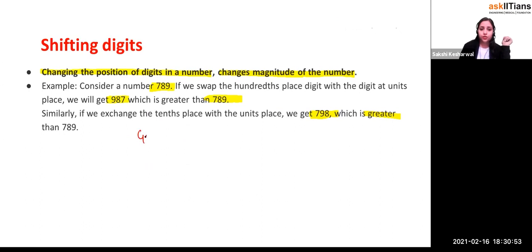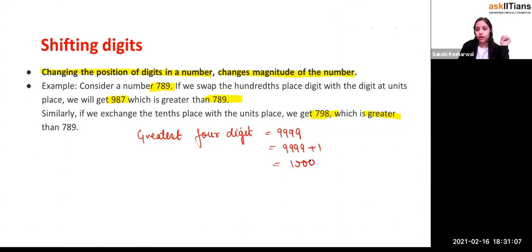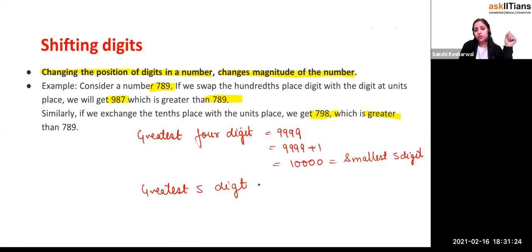Now what is the greatest 4-digit number? We have learned that the greatest 4-digit number is how much, beta? 9999. Now you do 9999 plus 1, which is equal to what, beta? 10,000, right? So is 10,000 the smallest 5-digit number? Yes or no? The smallest 5-digit number, right? This is the way we get the pattern. So what is the greatest 5-digit number? It is 99,999, right? Now you add 99,999 plus 1, which is equal to what, beta?